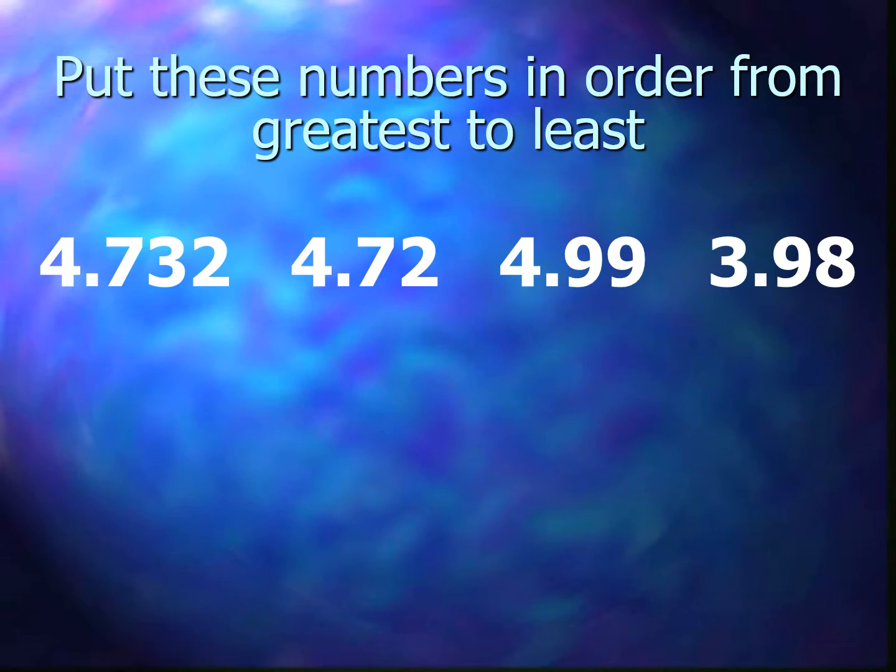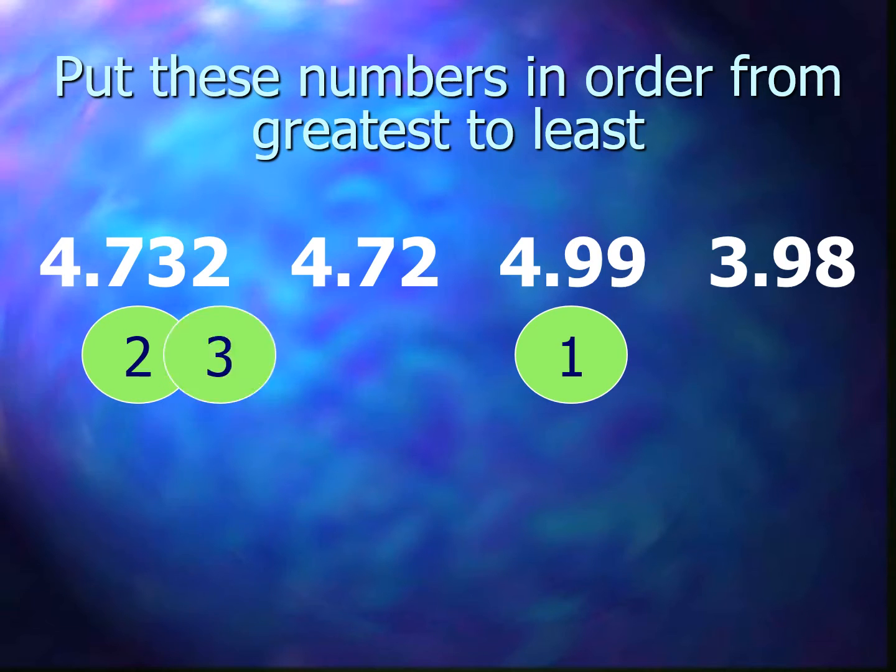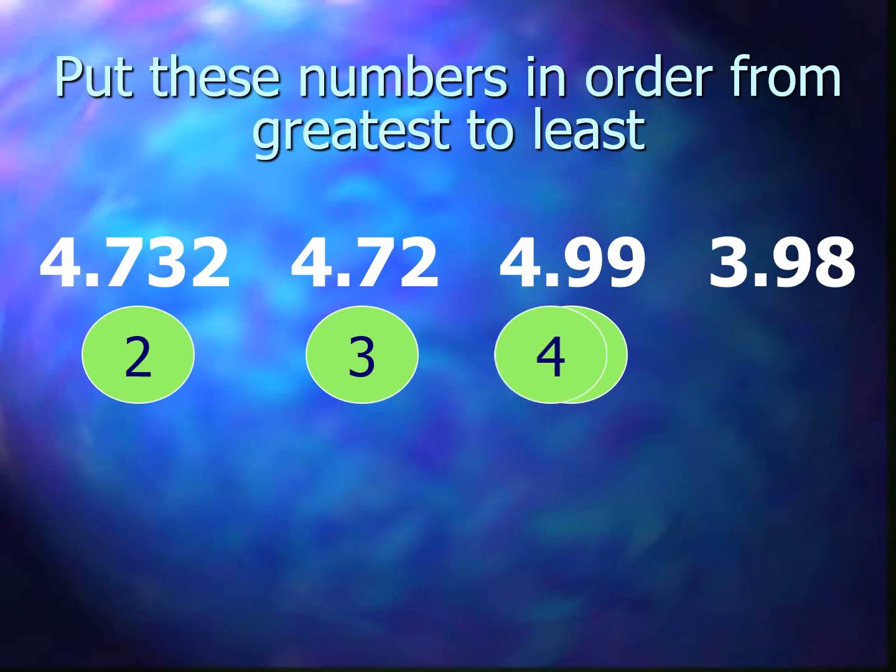Okay, let's try another set. Again, you may pause the video here, write these down, and go through the steps. Okay, welcome back. I'm going to give you the answers here. Let's see if your work is correct. First, you should have lined up your numbers, lined up your decimals, went as far left as you could to the highest place value, and then started comparing. So, here again, we're lining these up greatest to least. So, the greatest value is 4 and 99 hundredths. Then we have 4 and 732 thousandths. Then we have 4 and 72 hundredths. And we have 3 and 98 hundredths.